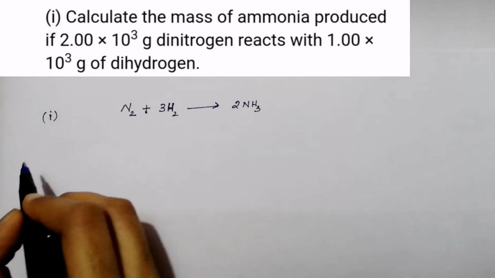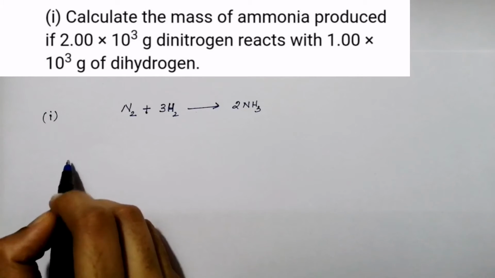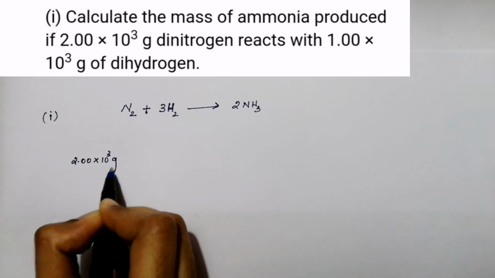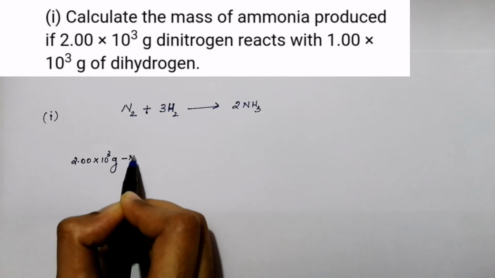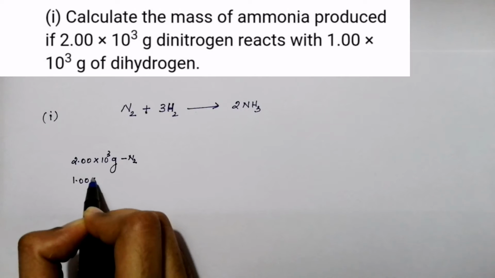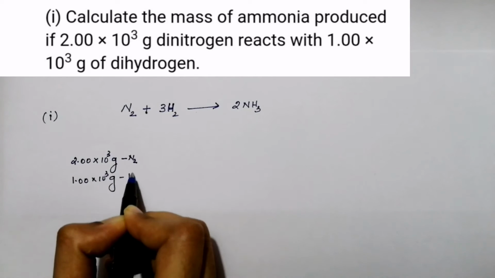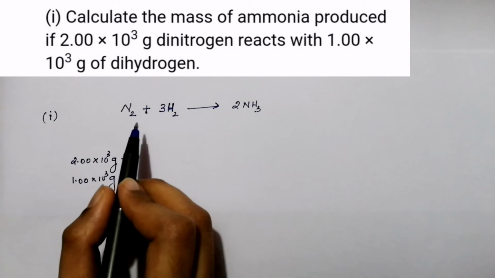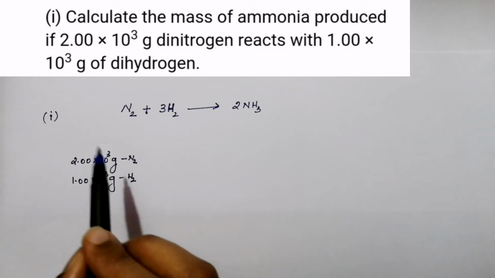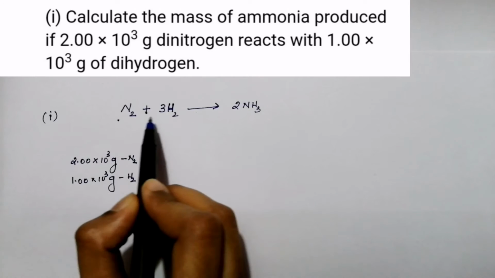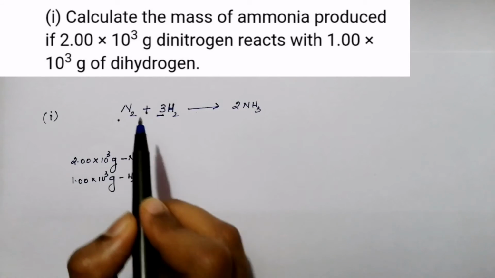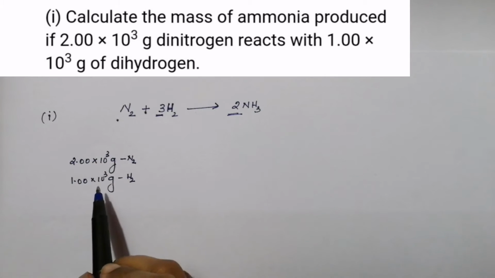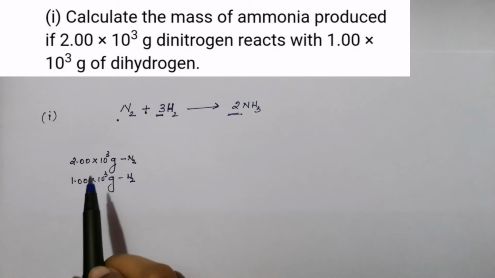Now we have the given data, that is we are given 2.00 × 10^3 gram of dinitrogen and 1.00 × 10^3 gram of dihydrogen. So this is the given data for us. Now let us look at this equation. We know that here 1 mole of dinitrogen is reacting with 3 moles of dihydrogen to give us 2 moles of ammonia. With this given data, let us try calculating the number of moles.